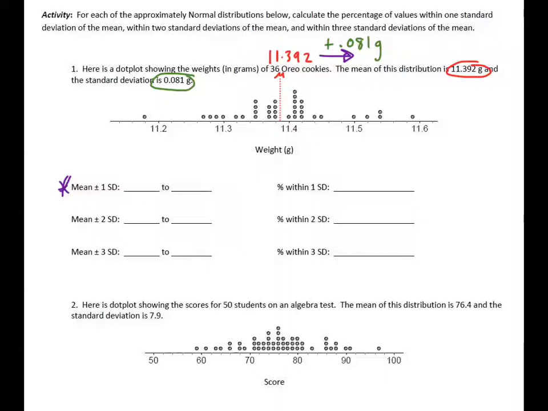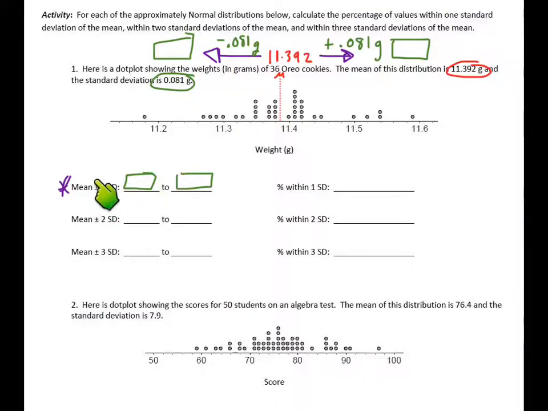And this should give you a value. And then let's do the same thing. Go to the left, because it says plus or minus 1 standard deviation. So let's look to the left. Subtract 0.081 grams. And then that should give you a value on the left-hand side. So when you come up with those, put those here. And then do the same thing for if you added 2 standard deviations. So instead of 0.081, look at the mean and add 2 times 0.081 and see what you get.